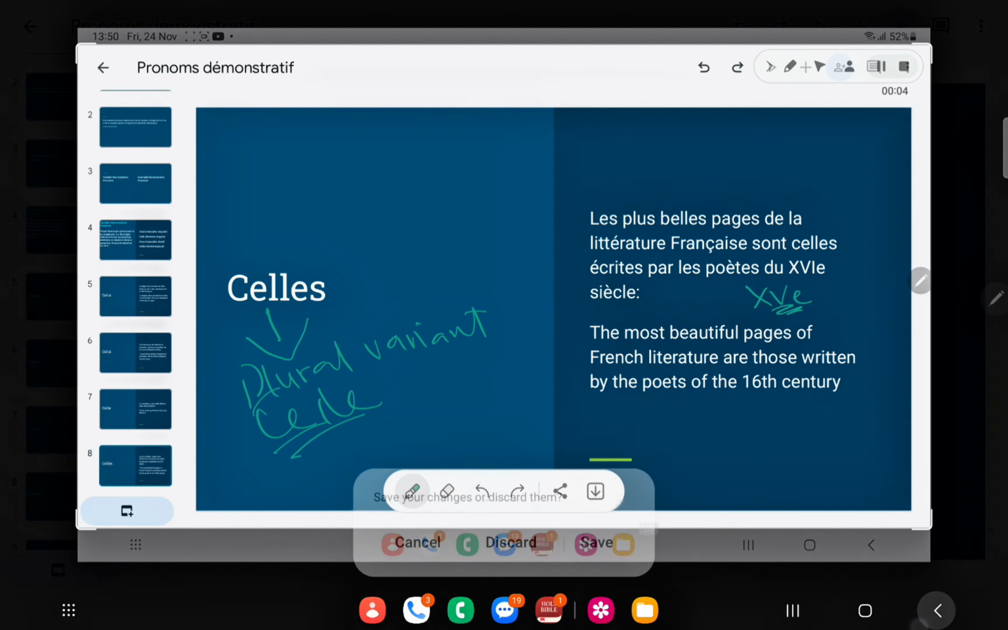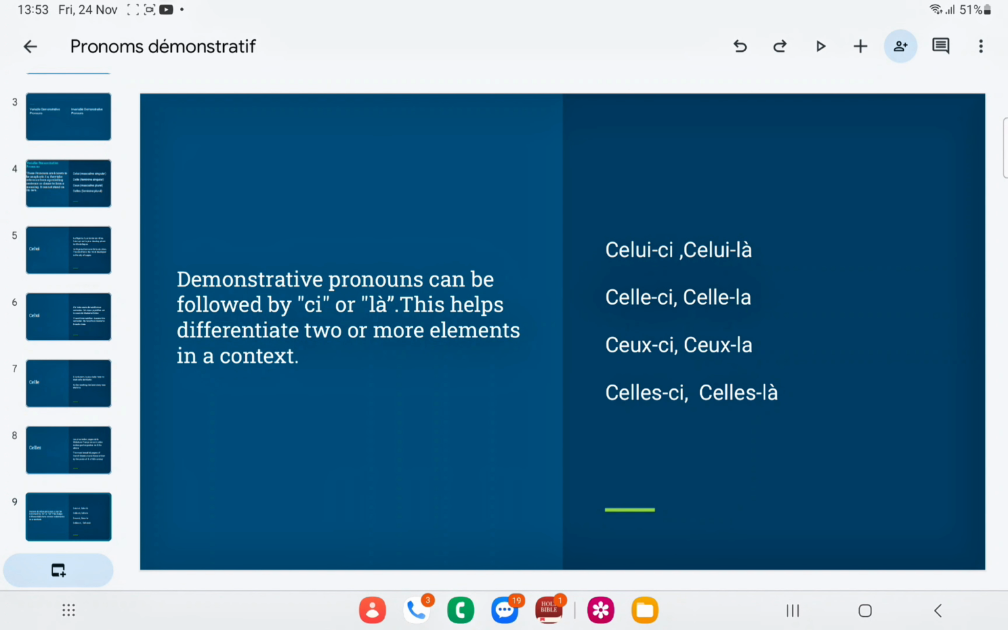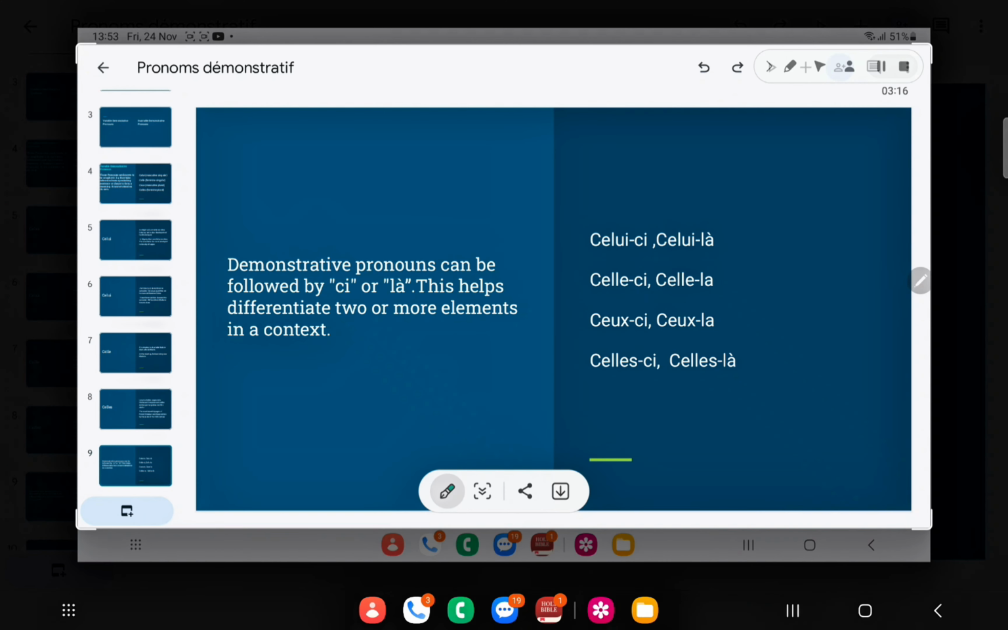So let's proceed. Another tip, another body of information: demonstrative pronouns can be followed by ci or là. This helps differentiate two or more elements in a context. So let's look at what they look like when we add the ci and là. So we have celui-ci, celui-là. I think intuition should tell you what this ci and là are performing in these different contexts.